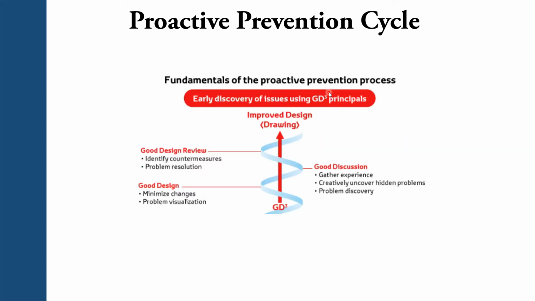So if we look at the fundamentals of the proactive prevention process, you have firstly the early discovery of issues using the concept of GD Cube principles. So you go from GD Cube to improved design. So you are having changes along the way.